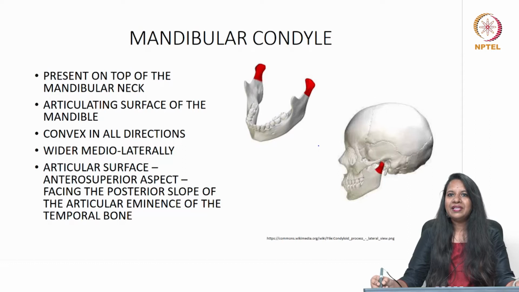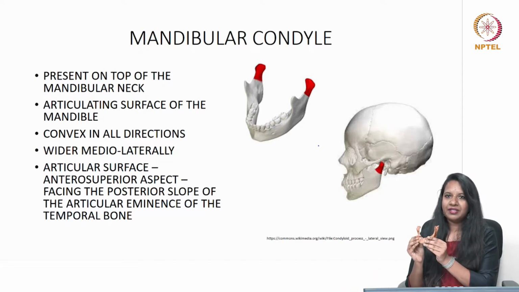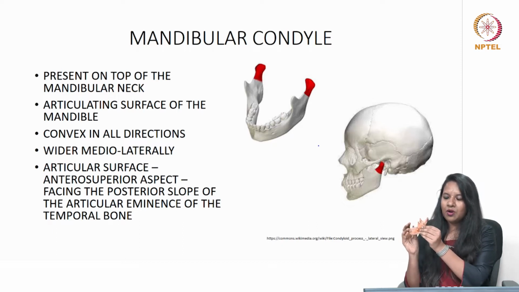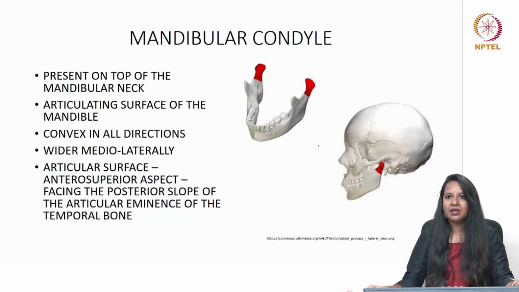So, first one being the mandibular condyle. So, I have a mandible here. This is the condylar portion, that is the top portion. The whole skeleton is mandible and the condyle is present on the top of the mandibular neck. Okay, it is convex in all directions and it is wider mediolaterally, and the articular surface is the anterosuperior aspect facing the posterior slope of the articular eminence of the temporal bone.